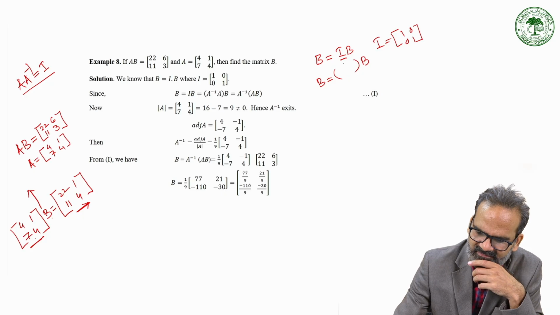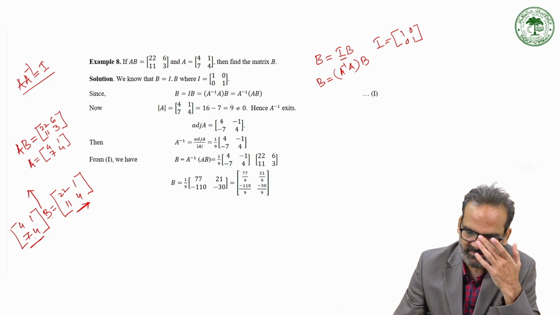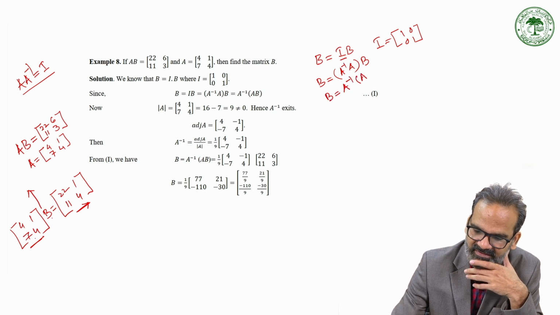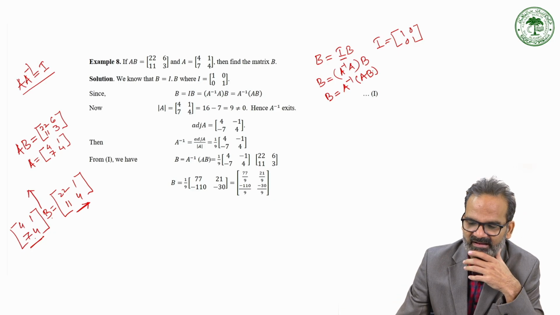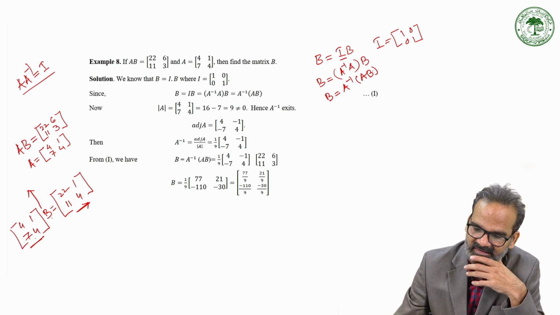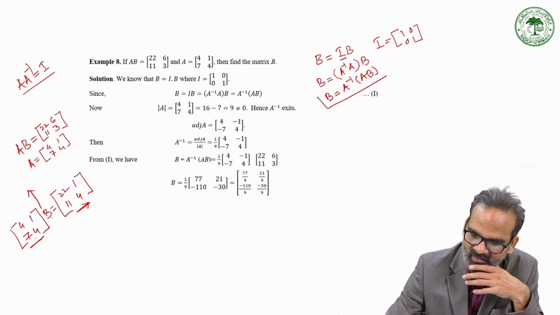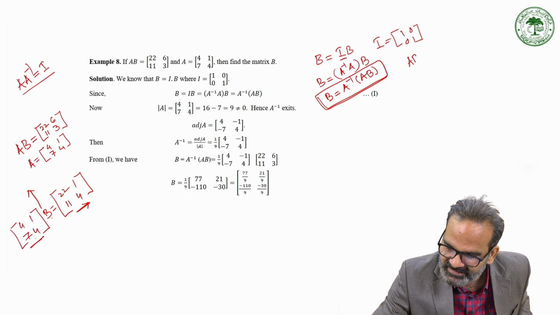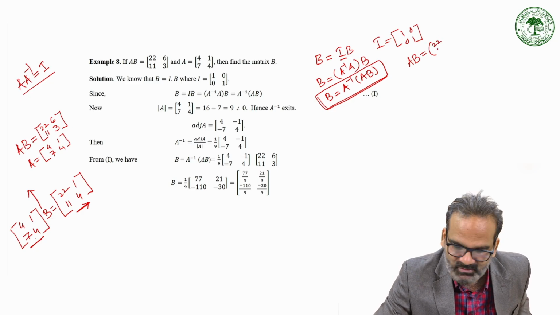No issue. A inverse into A, right? A inverse into A or A into A inverse, no difference. Now this can be written by the associative property as A inverse of AB. This is the property which is known as the associative property. So this is actually the value of B, which we can calculate. Now what we have, we have the matrix AB. It is given as 22, 11, 6 and 3, right?